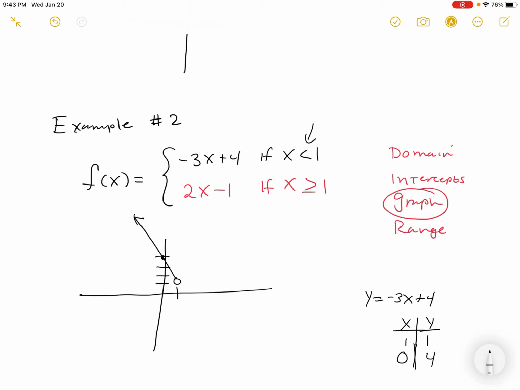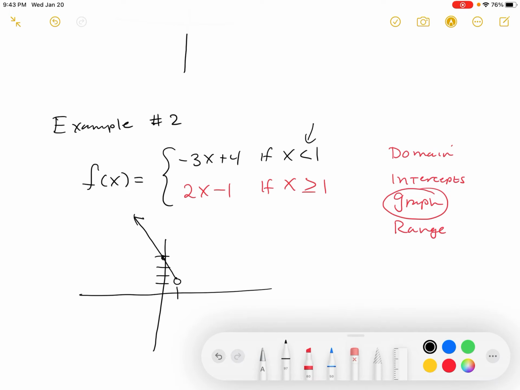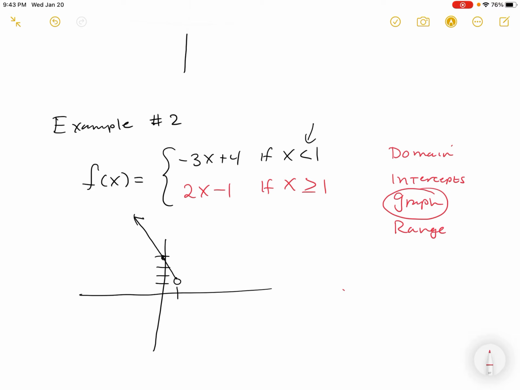Now let's do the red part. So I'm going to erase what I've done down here. And we're going to go do the red line. Now as we do the red line, we're doing the same thing, except we're focusing on the red line.